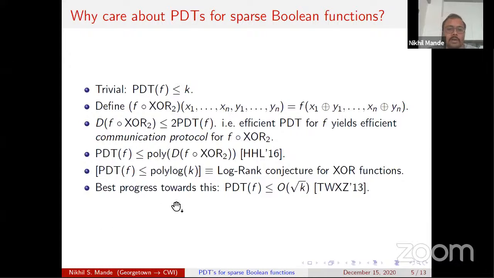And the best progress towards this is a result due to Sanyal, Wang, Xie, and Zhang from 2013, which is order square root k. So as you can see, there's a big gap left between square root k and polylog k. So our first result is we're going to give a reproof of this result in hope that some of our techniques can hopefully progress towards proving better upper bounds.